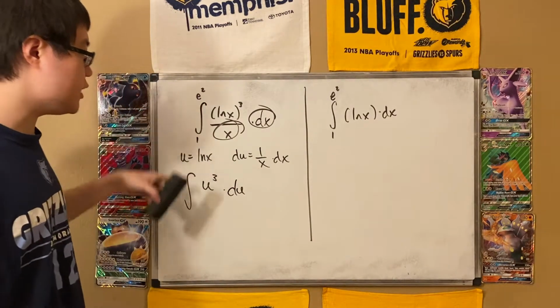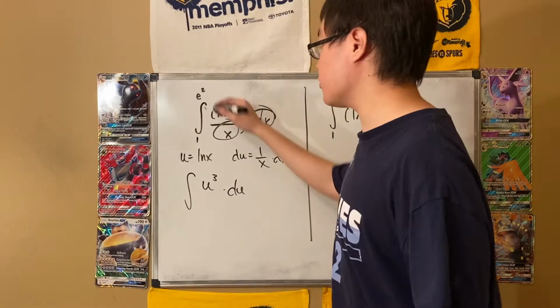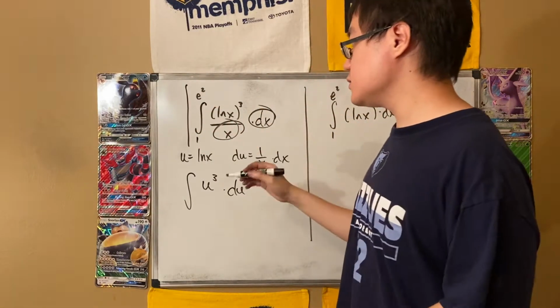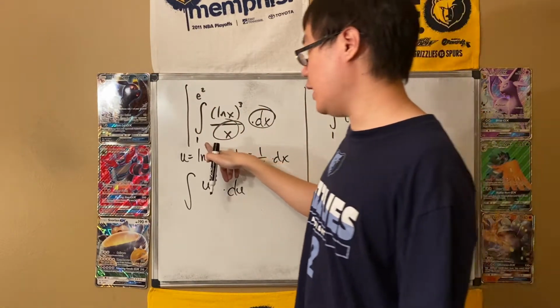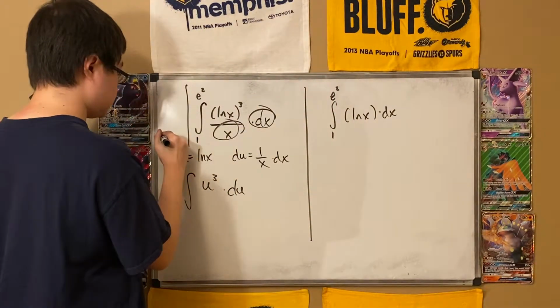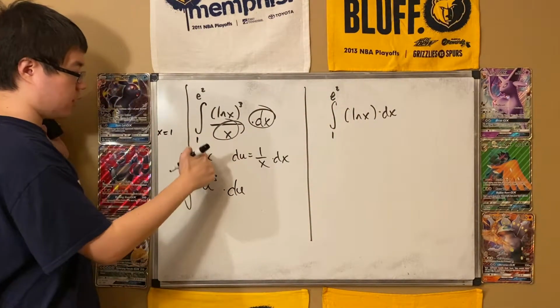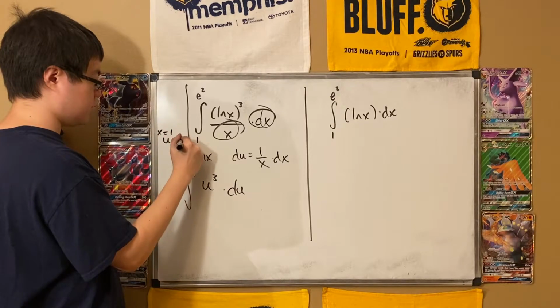Then I do have to change the numbers. Keep in mind that that is a process that some students forget. So what we do is we take our old bottom number and top number. So when x is equal to 1, what we're going to do is we're going to plug it into the function, but that means u is equal to 0.